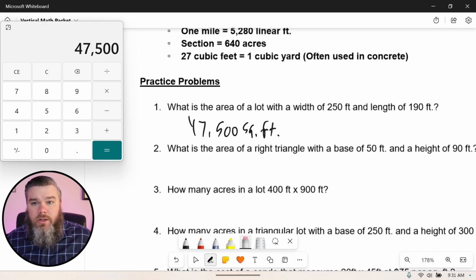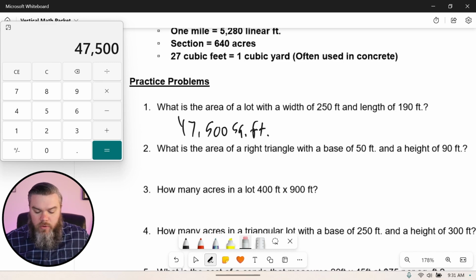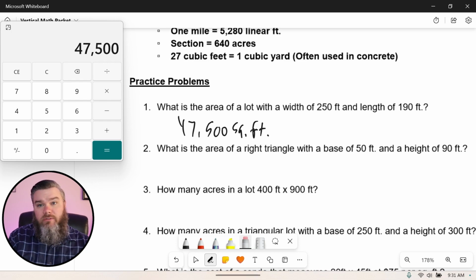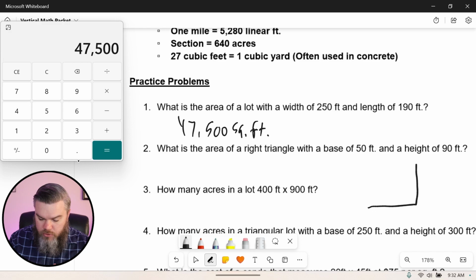So if you look at the next one. What is the area of a right triangle with a base of 50 feet and a height of 90 feet? I'm going to slide this over just a touch. The area of a right triangle with a base of 50 feet and a height of 90 feet. All right, well, now we can just draw the triangle out. So we got the base of 50 feet. We got a height of 90 feet.